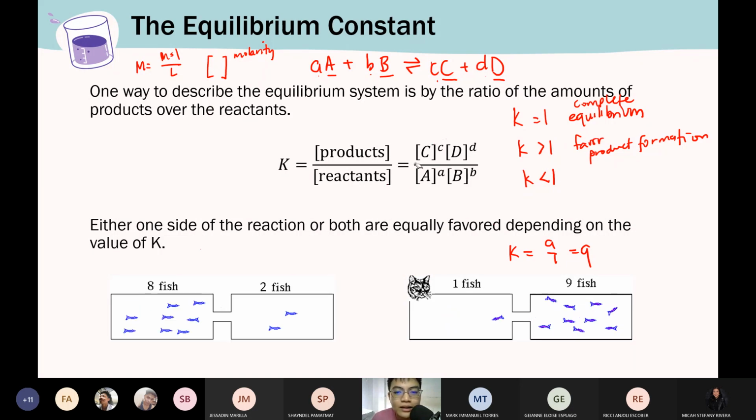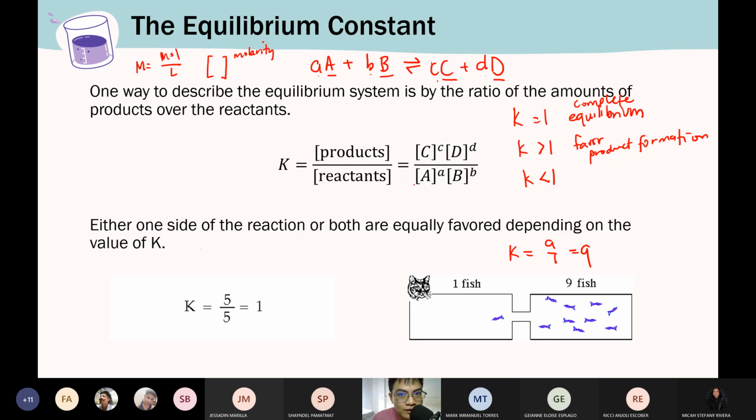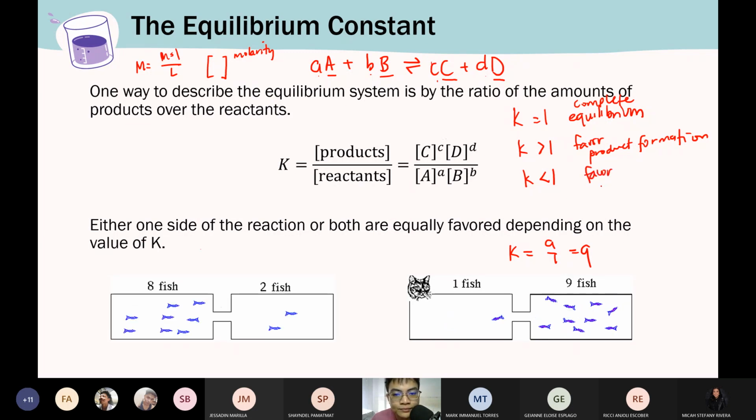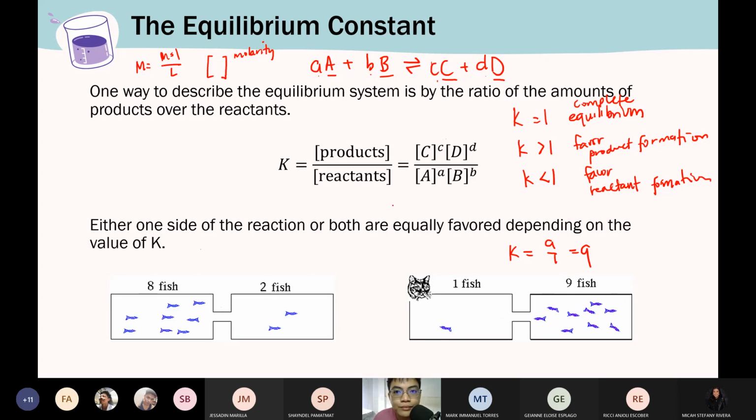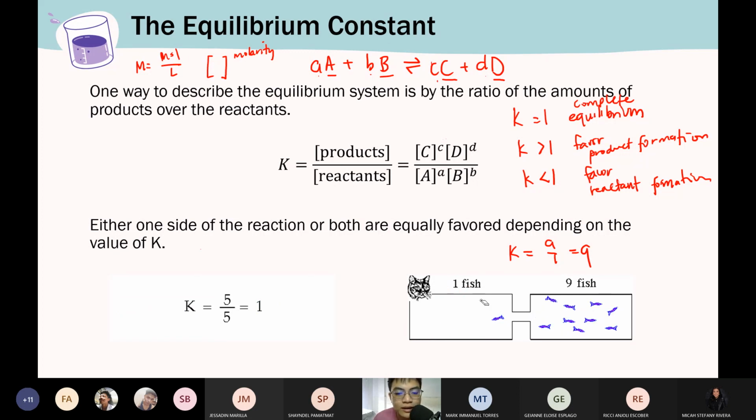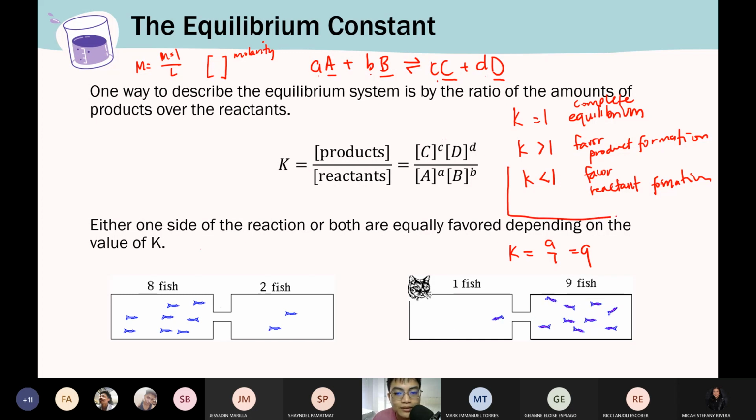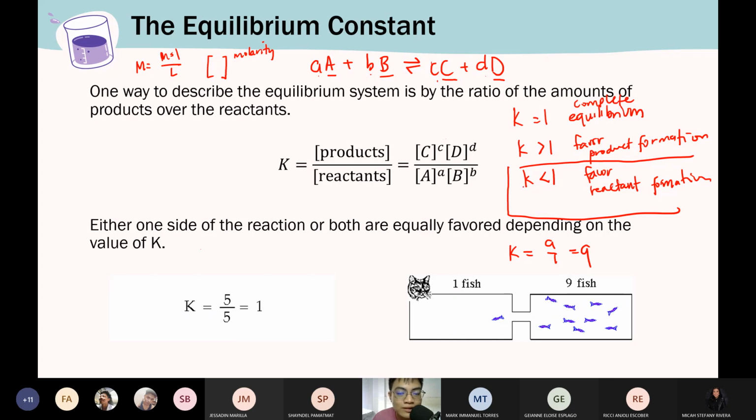And then, ano naman mangyayari? When your K is less than 1, then probably your reactants are more in quantity, no? So, we favor reactant formation. So, doon naman, baliktad, no? Mas maraming reactant kaysa sa products. So, to be honest with you, mas marami to. There's so many K values that are less than 1.